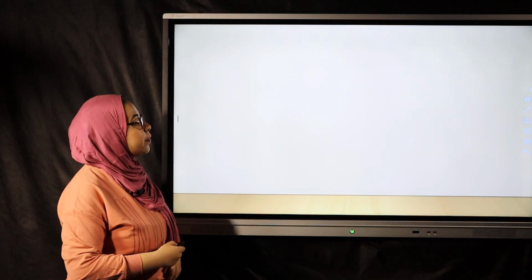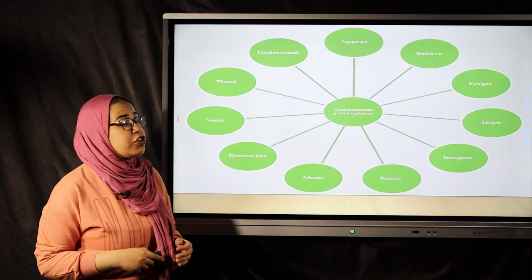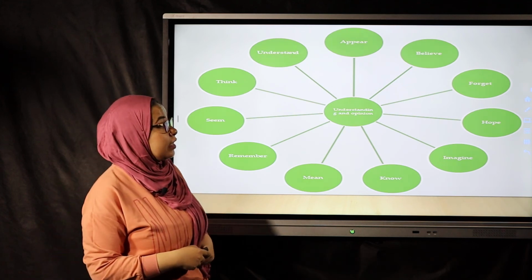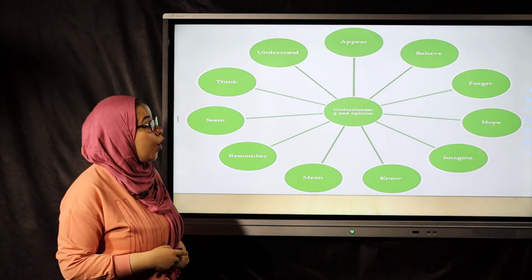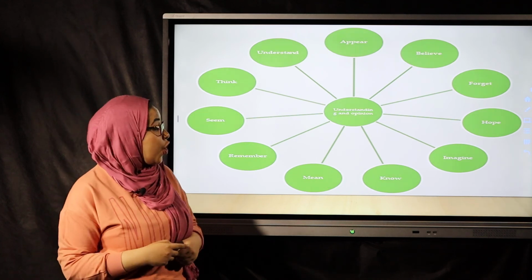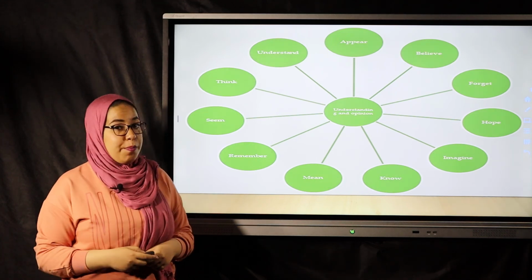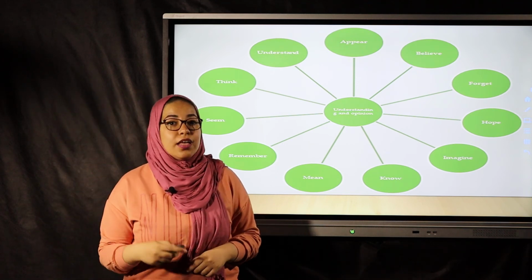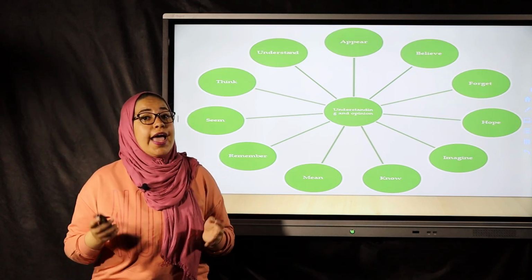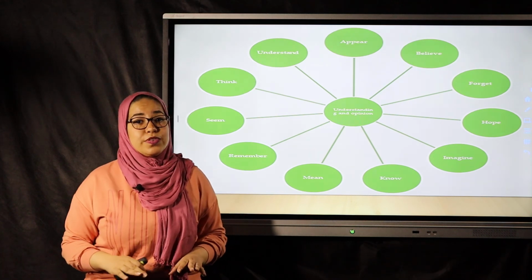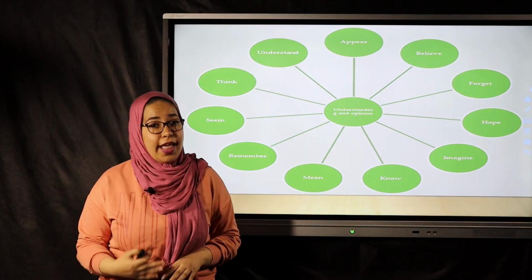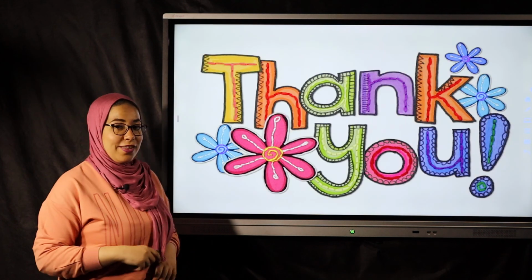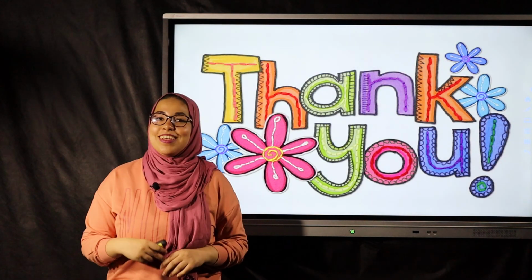And the last type is verbs of understanding and opinion, like what? Appear, believe, forget, hope, imagine, know, mean, remember, seem, think, and understand. These are the stative verbs, and remember, they cannot be used in the present continuous tense. Okay? And by that, we arrive at the end of our lesson. Thank you very much. Goodbye.